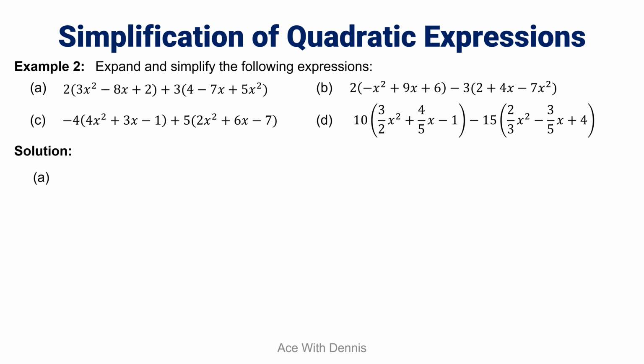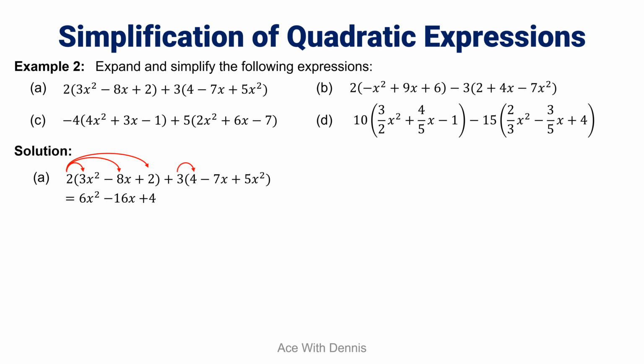So here's the solution. For A, 2 times (3x squared minus 8x plus 2) plus 3 times (4 minus 7x plus 5x squared). So we multiply one by one. 2 times 3x squared, we get 6x squared. 2 times negative 8x, we get negative 16x. And 2 times 2, we get plus 4.